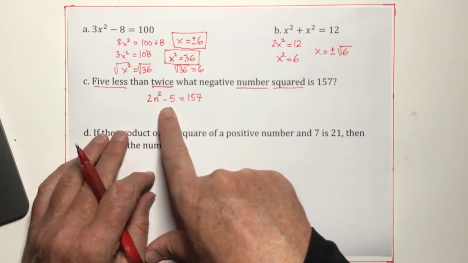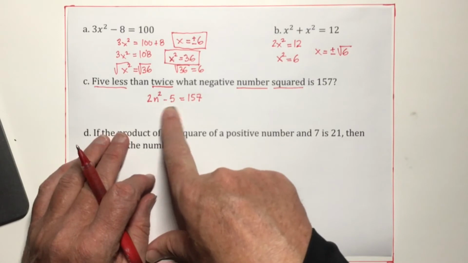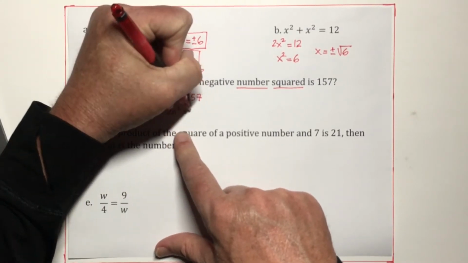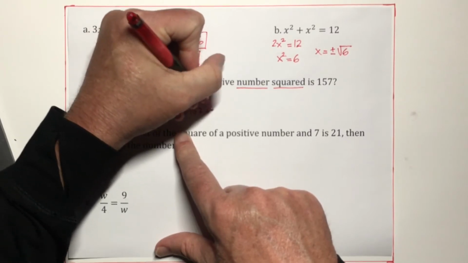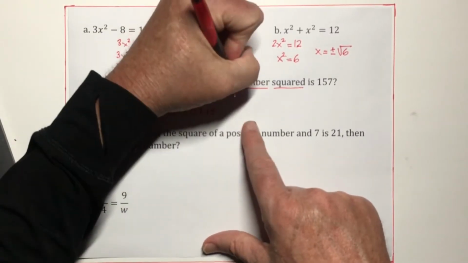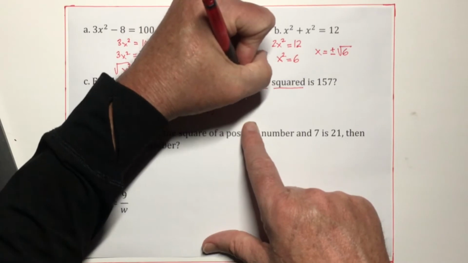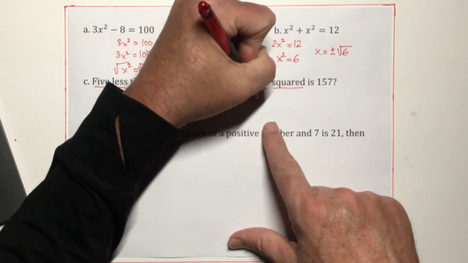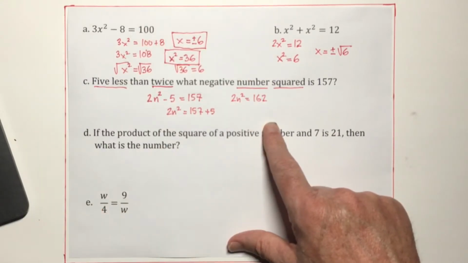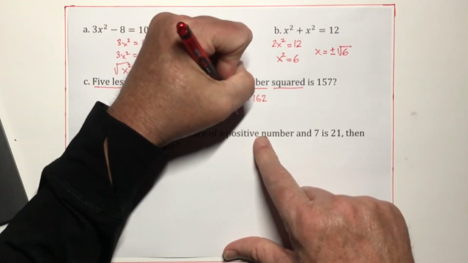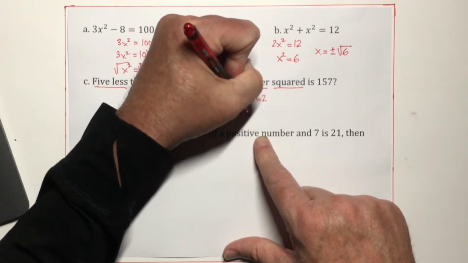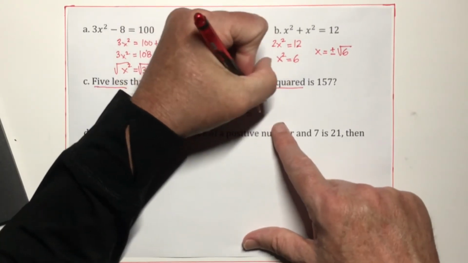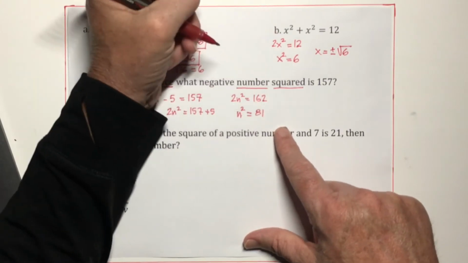All right, so let's see. We have, I'm going to add 5, so we have 2n squared equals 157 plus 5, which means 2n squared equals 162. There we go. Now divide everything by 2. 2n squared divided by 2 is just n squared. And 162 divided by 2 is 81.